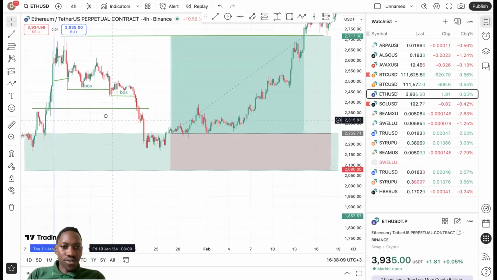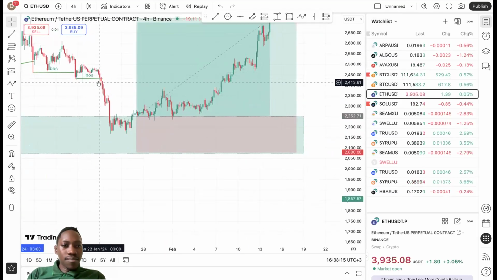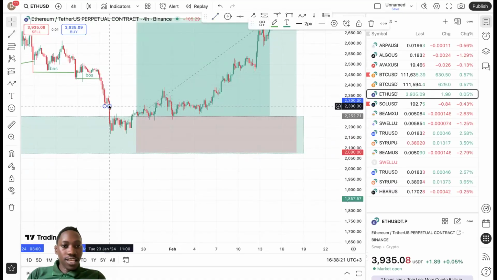Okay, this was the break of structure of the other thing. Let me just remove it for now since we already demonstrated that. Let me remove this line not to confuse us. Then it came, formed a new low here, then broke it again. There was another break of structure here.